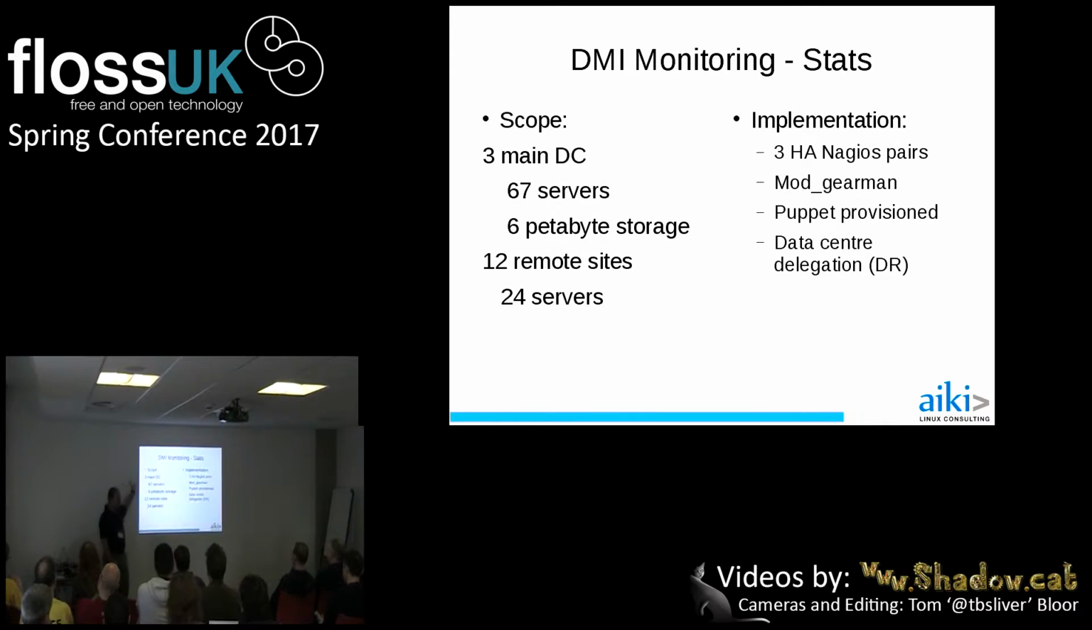So I built them a 3 data center solution with 67 servers in each data center, 6 petabytes of storage for each location, and 12 remote sites with 24 servers in each remote site. High availability in each data center. Mod Gearman as the distribution venue, so you're in one data center, you're monitoring your data center unless something falls over, and you're monitoring the other one. Puppet provisioned. Basically, everything was automated. We didn't have to manually bring everything up. Once we set it up once, puppetized, and now it's automated. We don't want to work with it anymore.